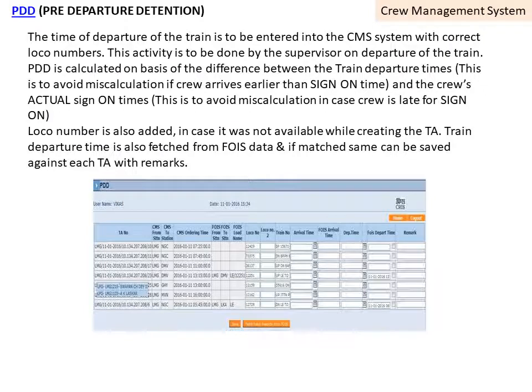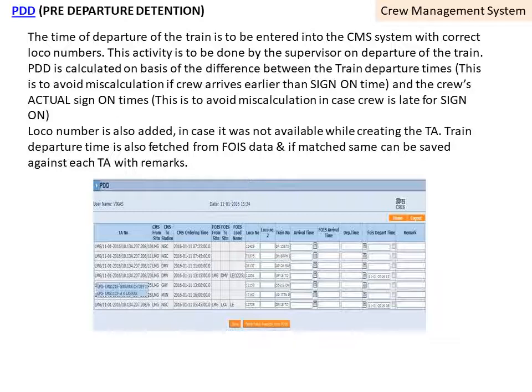PDD, pre-departure detention. This is also retrieved from the FOIS. The train details are also obtained from the FOIS. Departure time and FOIS arrival time will be included, so that PDD will be calculated automatically. If both can be added, there is no need for entry by the loco supervisor. The time of departure of the train is to be entered into the CMS system with the correct loco numbers. This activity is to be done by the supervisor on departure of the train.